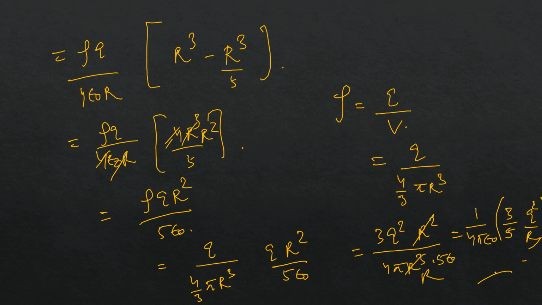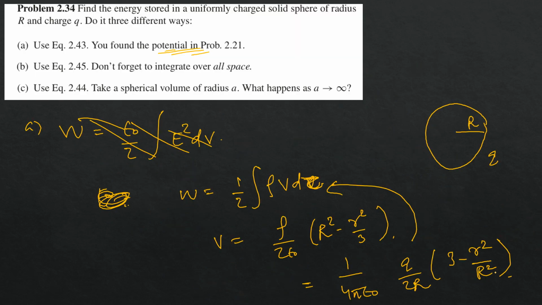3 by 5 Q square by r. We got this answer, so don't need to do it three different ways now. Okay, we got the answer anyway. Okay, next question. Let's move to the next question.